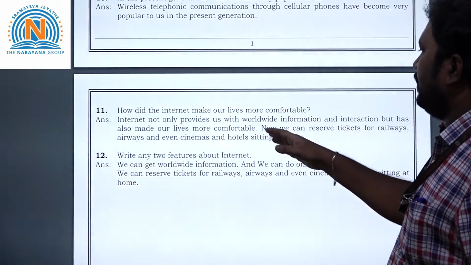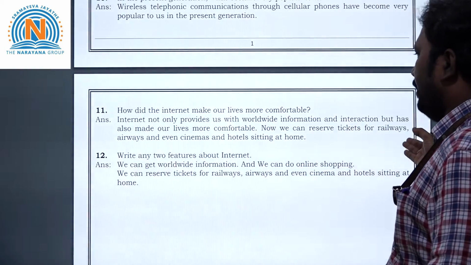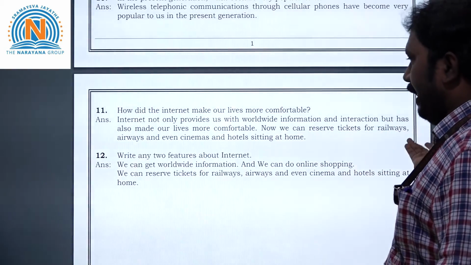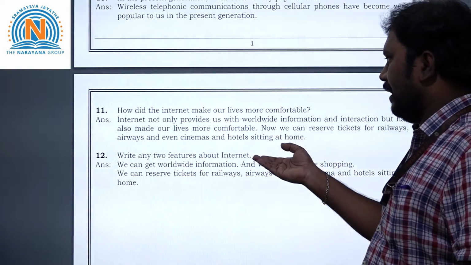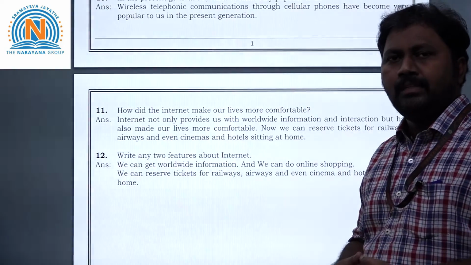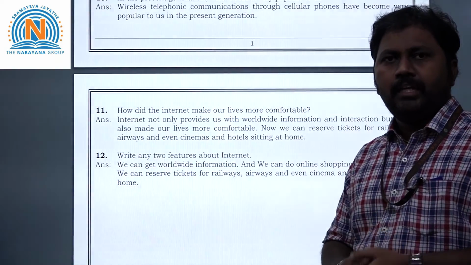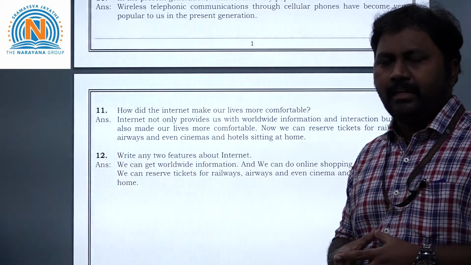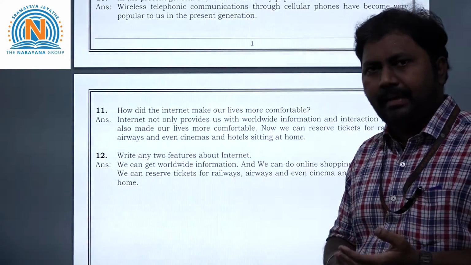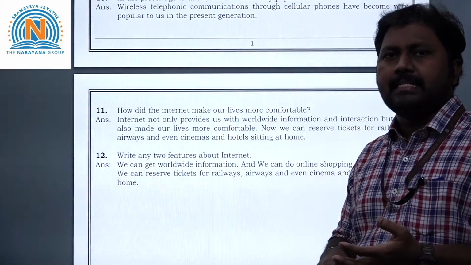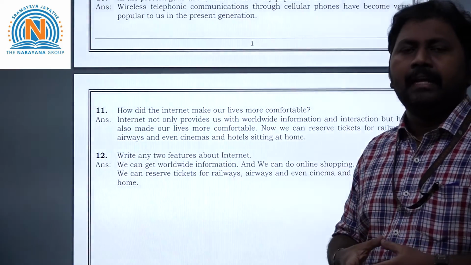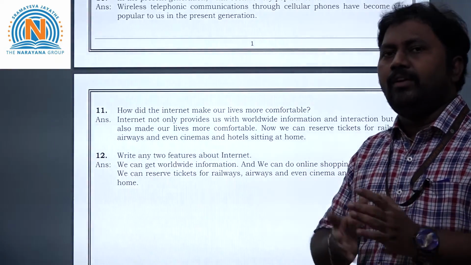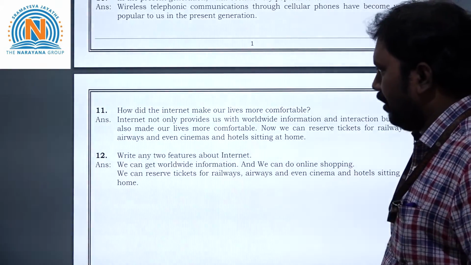Internet not only provides worldwide information and interaction, but has also made our lives more comfortable. Now we can reserve tickets for railways, airways, and even cinemas and hotel sittings at home. That means everything uses the internet children. If one day there is no internet, it definitely disrupts our lifestyle. Even if you want to book railway tickets or airway tickets, movie tickets, or attend online classes, for every purpose we have to depend on the internet.